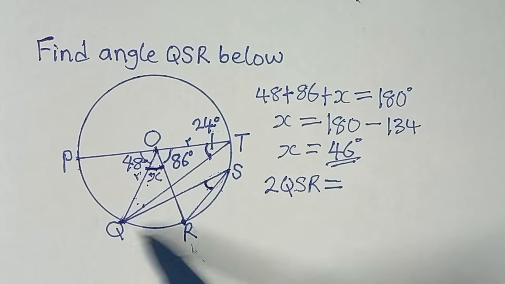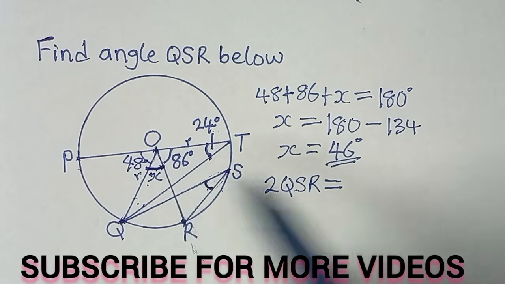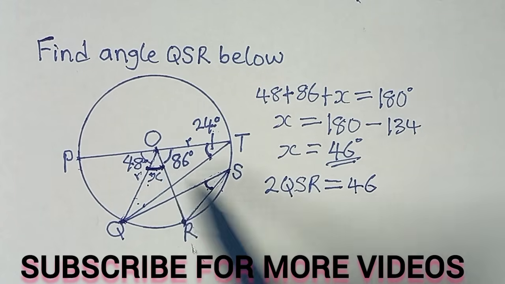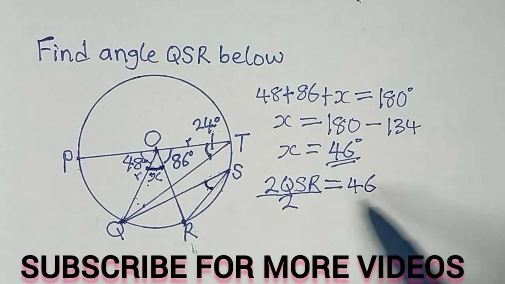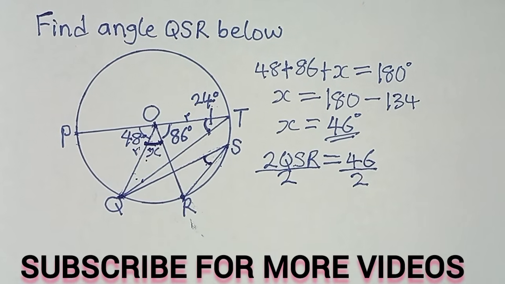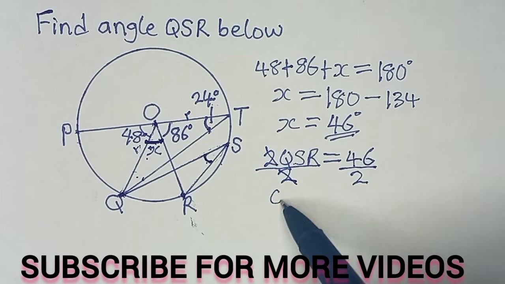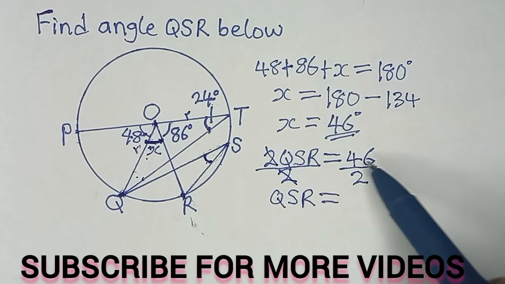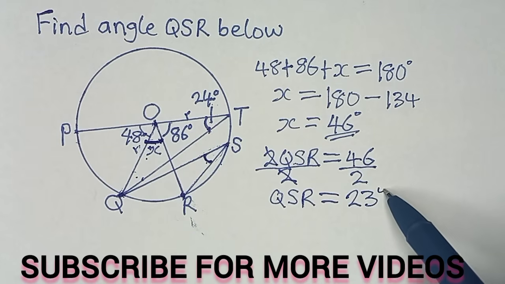So from there, I can simply say twice QSR, which is what you are looking for, is equal to the one at the center, which is 46. Don't forget X is the one at the center, which is 46. Then to get the value of angle QSR, I'm simply going to divide by 2, so that 2 will cancel 2. And so QSR, the angle that I'm looking for, is equal to 46 divided by 2, which gives me 23 degrees as the final answer.